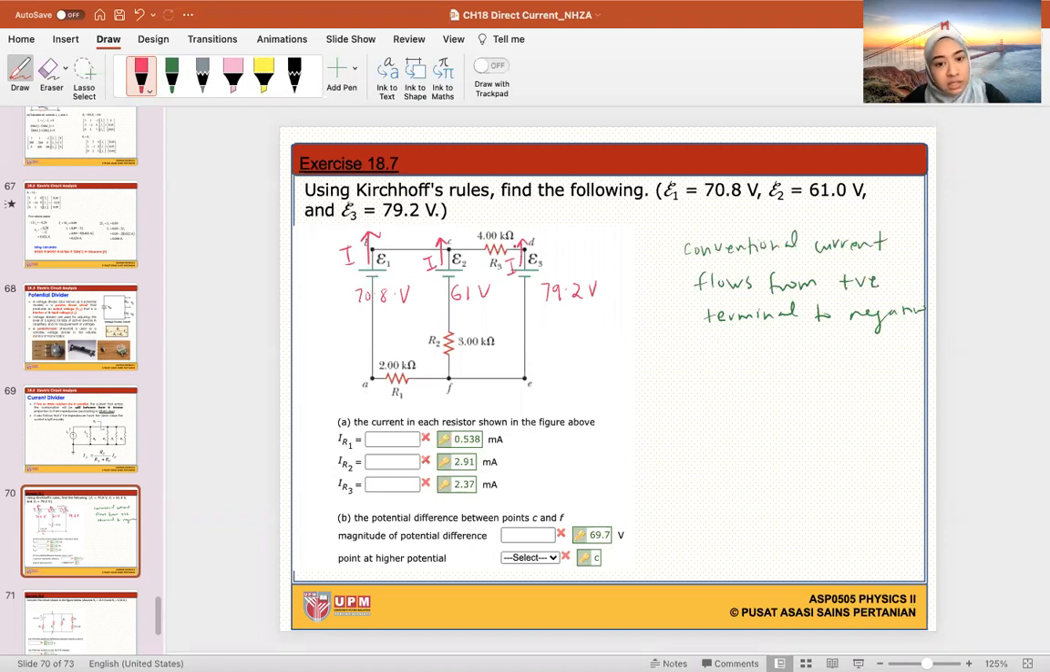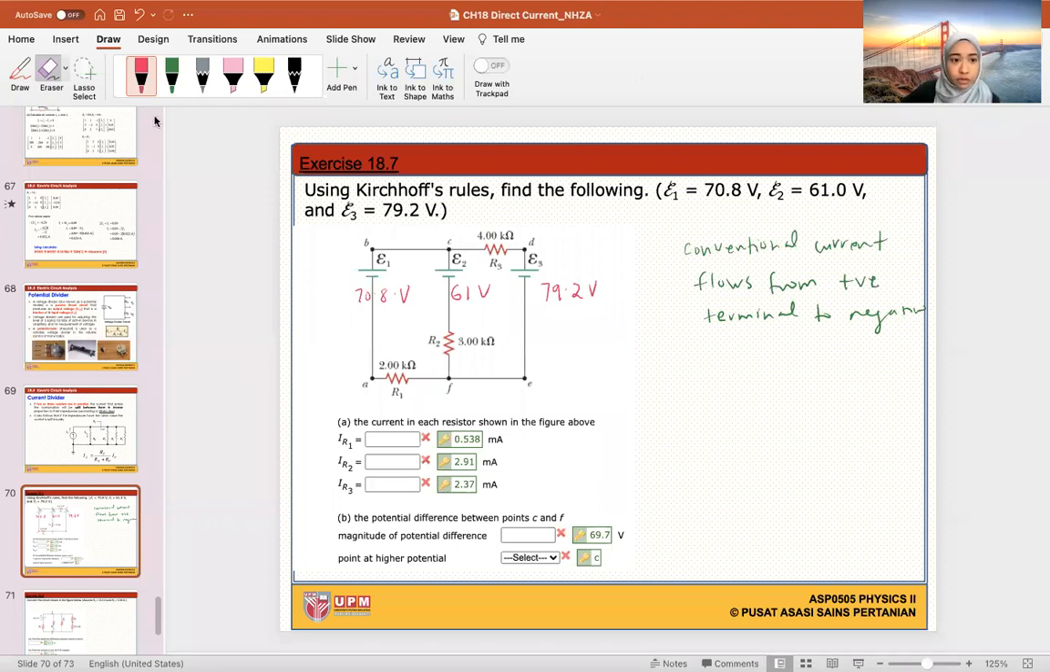The word conventional is necessary because, like I said to you before, you can change your direction of current. You can make it like this, you can make it like this. It doesn't really matter. But for conventional current flow, maksudnya standard lah, it flows from the positive terminal of the battery. Okay, so that is a definition that I think is quite important.